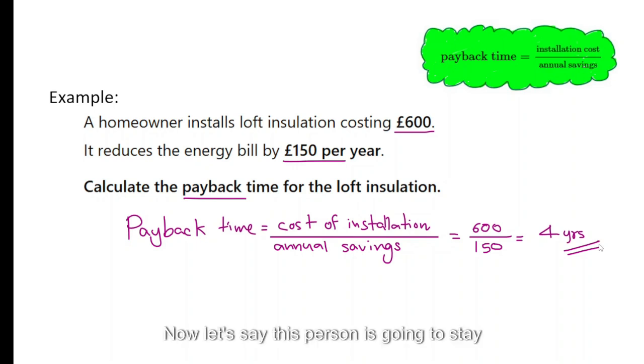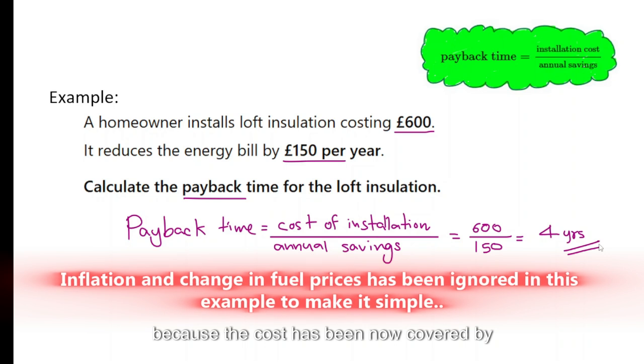Now, let's say this person is going to stay in this house for 15 years. Every single year after the 4th year, it's just going to save him £150 every year because the cost has now been covered by the energy bill saving. So the payback time is used to get an idea of how long that is. If the payback time is really long, that's not really good.